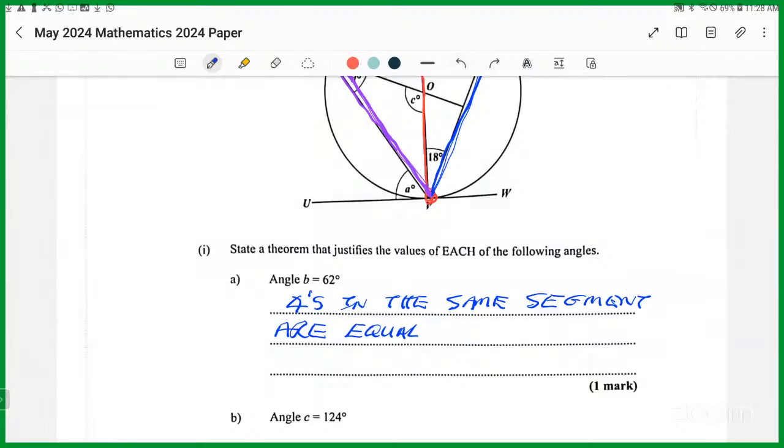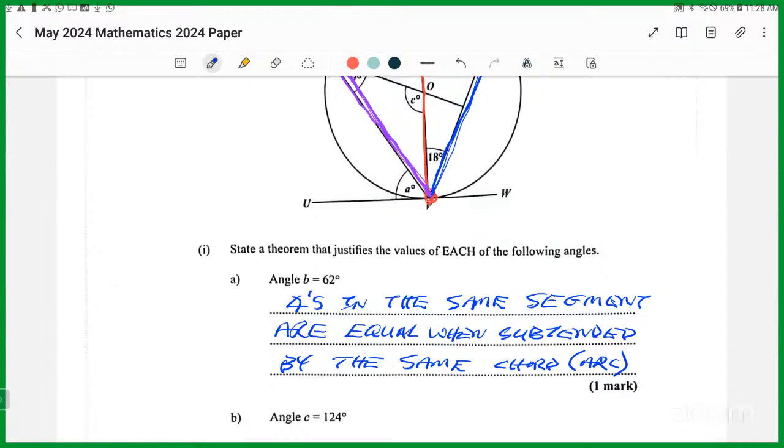But to extend the statement, we can say when subtended by the same chord, angles in the same segment are equal when subtended by the same chord or arc.